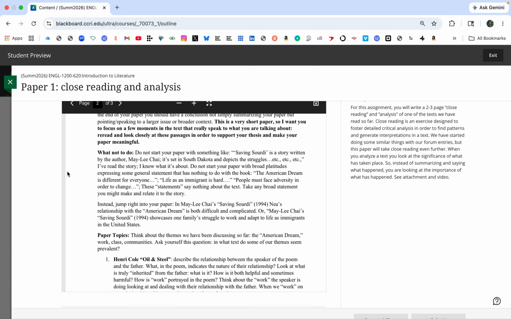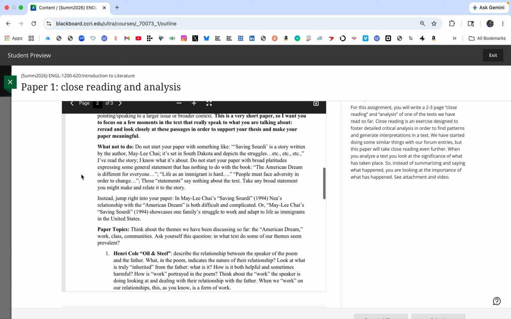Also, don't start your paper with broad platitudes expressing some general statement that has nothing to do with the text. The American dream is different for everyone. Life as an immigrant is hard. People must face adversity. These statements say nothing.